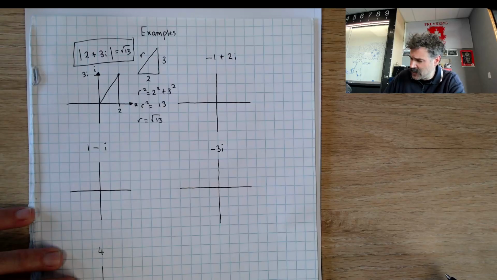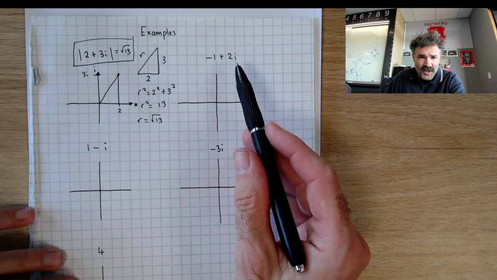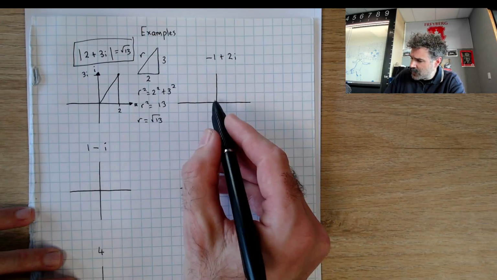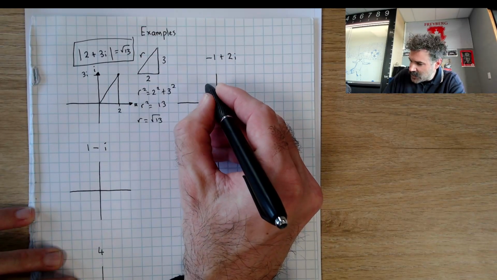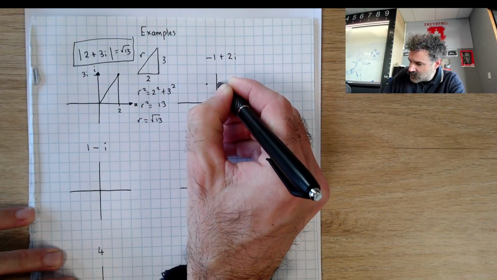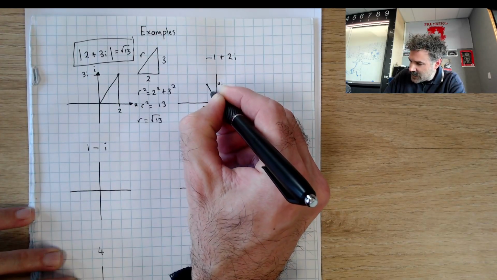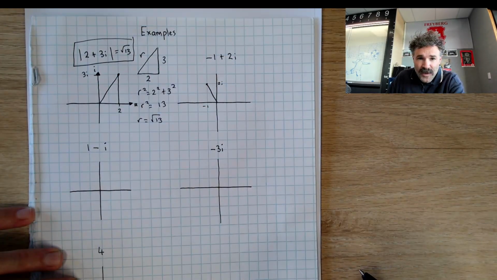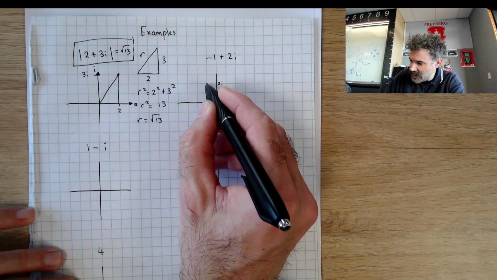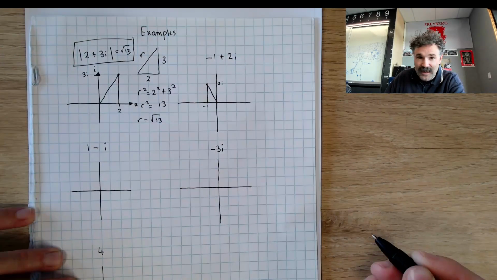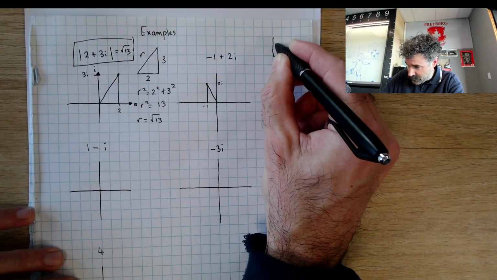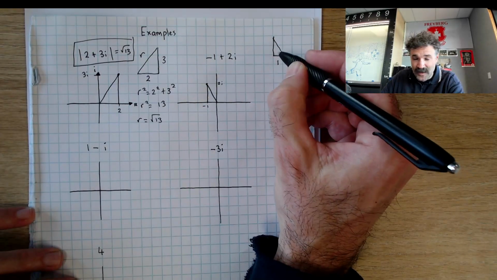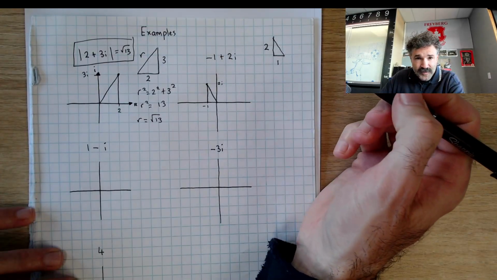Let's do another one. Minus 1 plus 2i. So I'm going to plot it. Across 1, negative, and then up 2i. So I'm going to be here. Negative 1, 2i. And I want to connect it with the origin. I always draw it down along my x-axis, so the triangle comes down like this. Again, I'm going to draw that triangle separately. But this distance is 1, and this distance is 2.